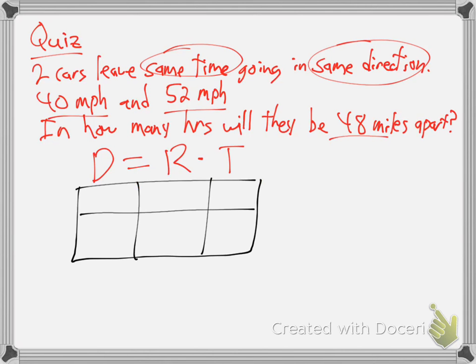So the 40 and the 52, those are miles per hour. Are those distances, rates, or times? Rates. Yeah, those are rates. Those are speeds, right? Miles per hour. So 40 and 52.